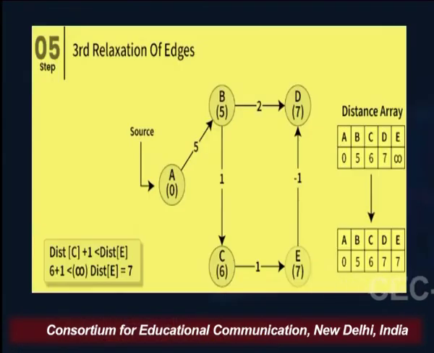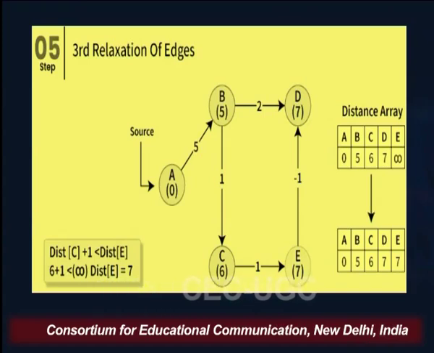That is why both have been updated in this second relaxation of edges. Now, coming to the third relaxation of edges, and that is going to update the distance to E, which is done through the edge of C to E. So, distance to C plus 1 is less than distance to E, which was infinity till this point. So, 6 plus 1 less than infinity. So, distance to E is now being updated to 7.